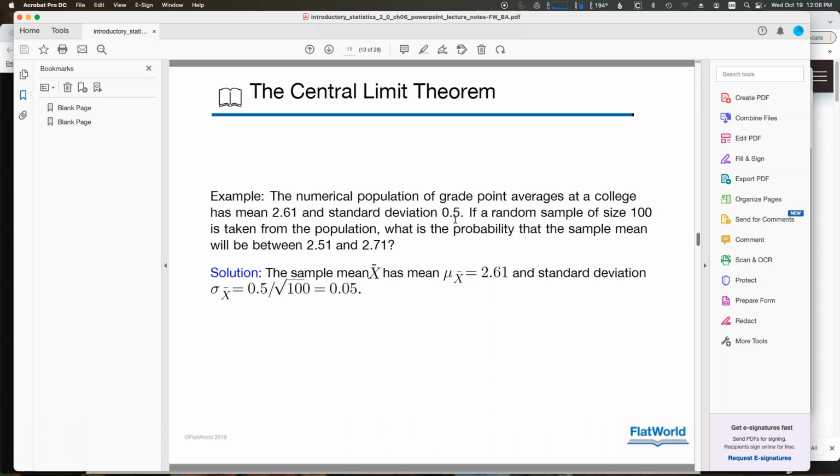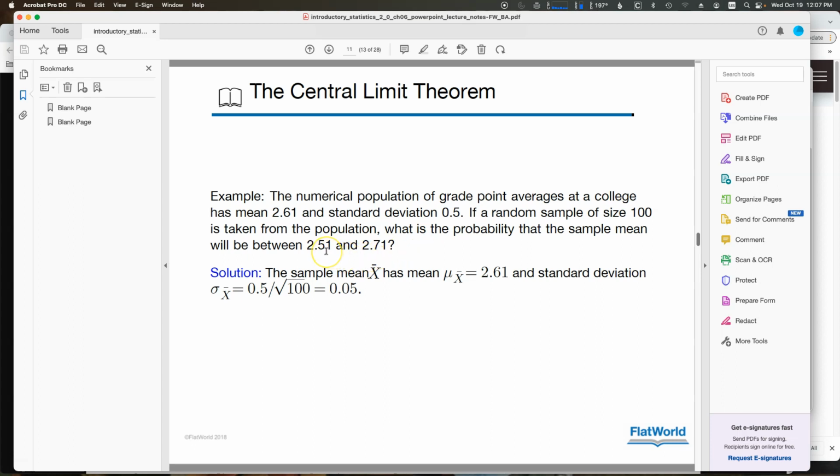Yeah, a fifth of a standard deviation away from... sorry, I misspoke there, because the standard deviation is 0.5. So we want to know what's from 2.51 to 2.71. So that would be 0.1 above or below when the standard deviation is 0.5. So a fifth of a standard deviation, because 1 over 5 is a fifth, 0.2.